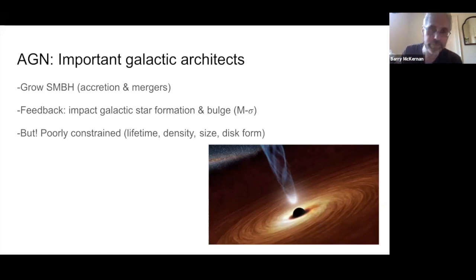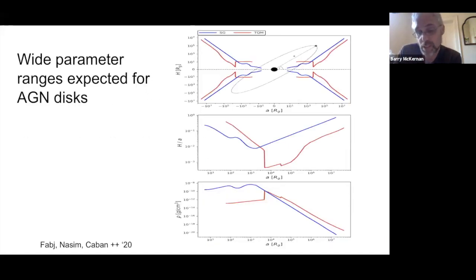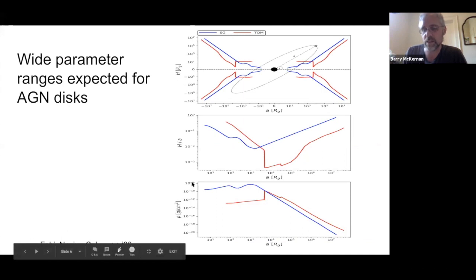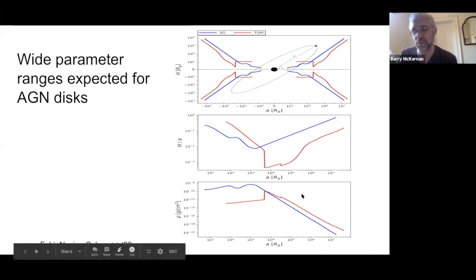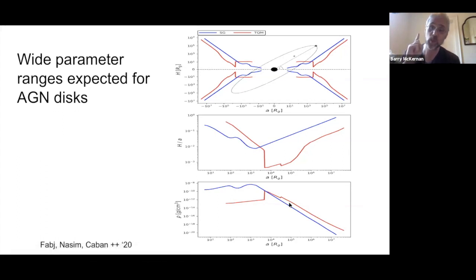So, just to illustrate the point, these are just some plots from a paper led by our students, Gaia Fabi, Saida Nassim, and Freddie Caban from last year. And it just illustrates the problem, right? So, bottom panel, you've got density as a function of distance from the supermassive black hole for 2 fairly popular AGN disk models. Neither model is perfect, but it illustrates the problem that you're talking maybe 6 orders of magnitude in density within one AGN disk model, depending on where you are.